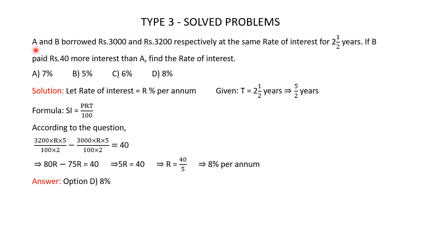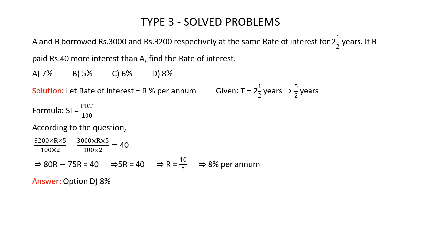A and B borrowed rupees 3000 and rupees 3200 respectively at the same rate of interest for 2.5 years. If B paid rupees 40 more interest than A, find the rate of interest. Here you are given 4 options and you have to find out which of these options is the correct one. So as you can see here, the difference in the simple interest is given here.